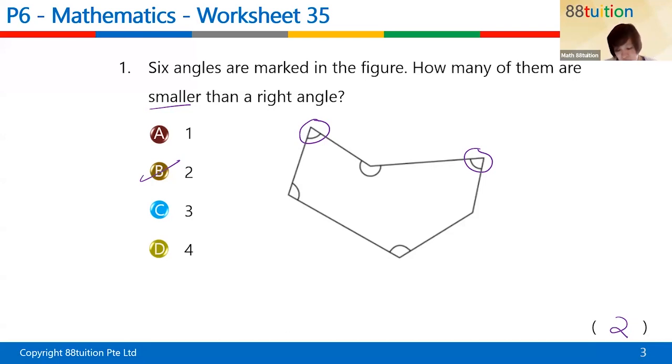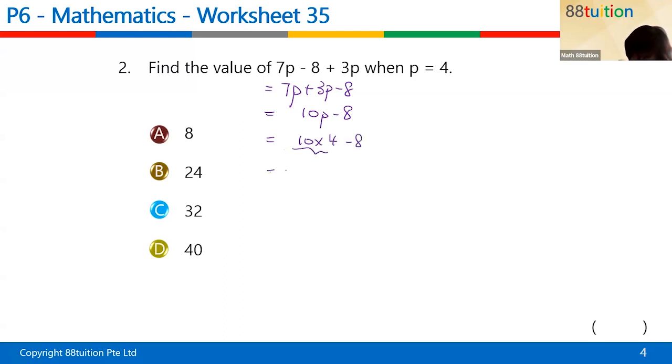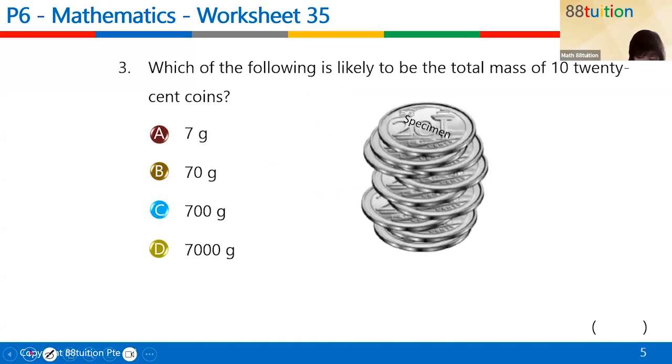Thank you. So I have the second option. So this one is 7p. I swap the 3p over, I minus 8. And I have 10p minus 8. And I have p is 4. So I need to do this first. And I get that of the 32. And that is option C. Okay, thank you. Next question.